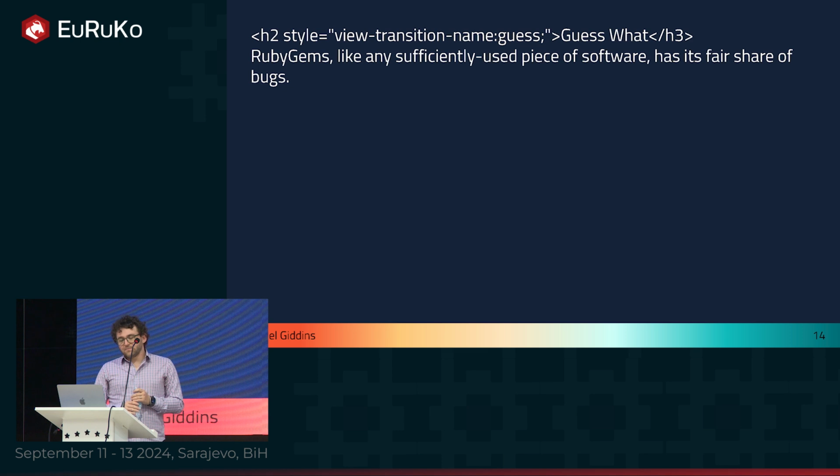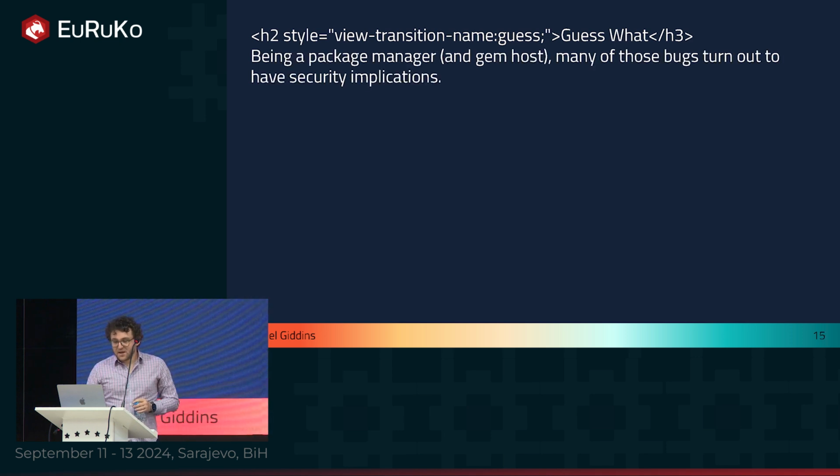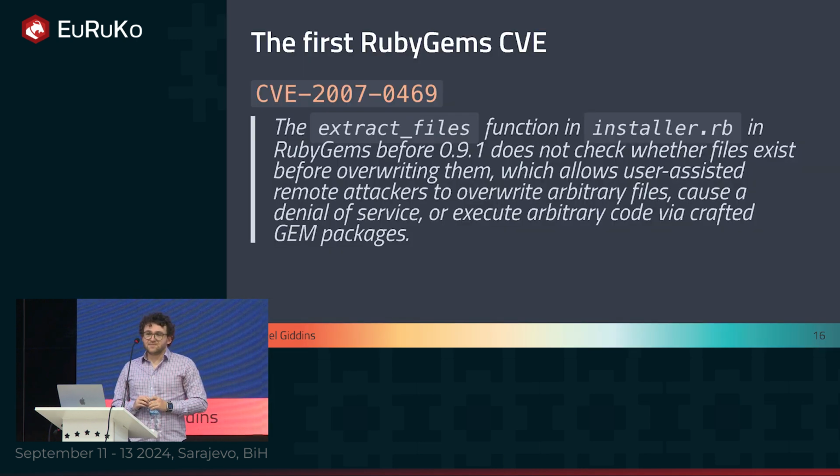So, another shocker, RubyGems, like any other sufficiently used piece of software, has its fair share of bugs. I didn't write them. Of course, I would never write a bug. Someone else wrote them and mysteriously placed them in the software. And being a package manager and a gem host, many of those bugs turn out to have security implications. And so now this overview is out of the way, we can dive in and talk about the first RubyGems CVE.